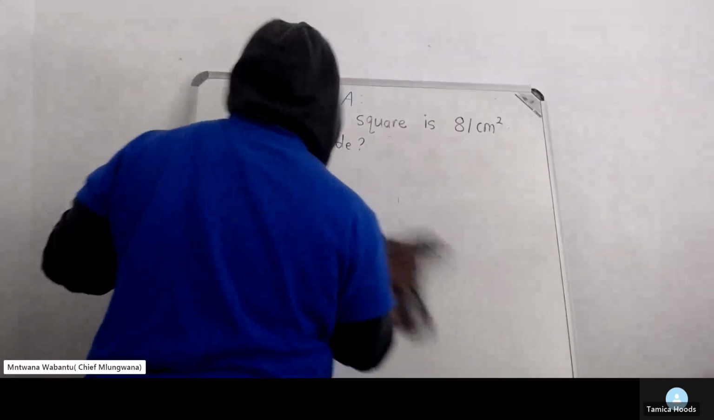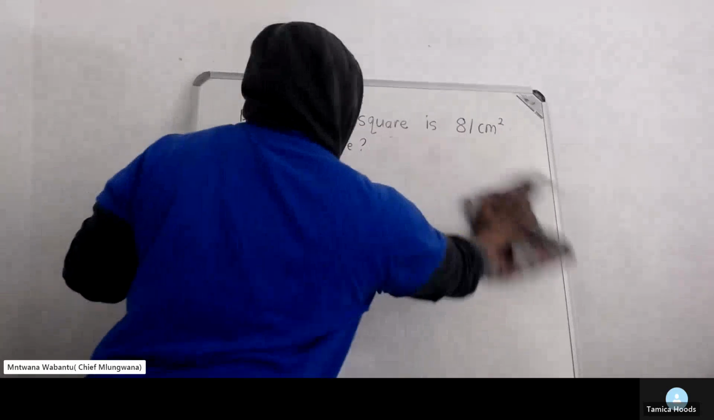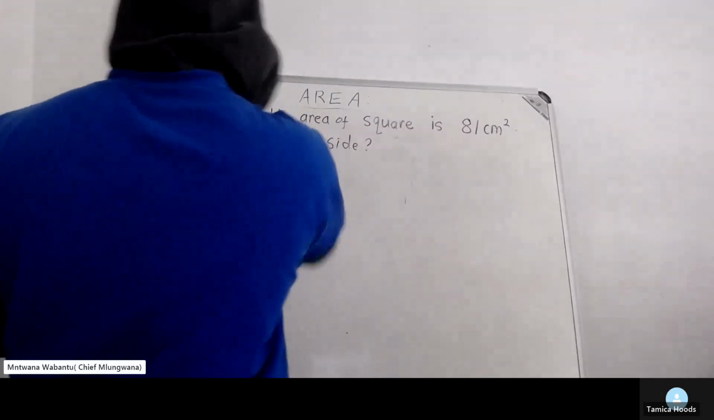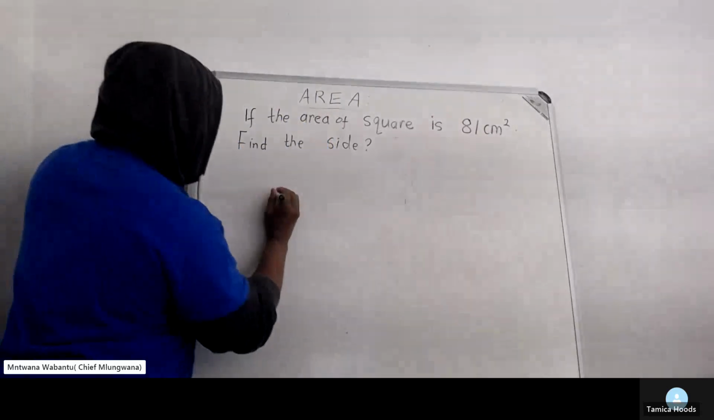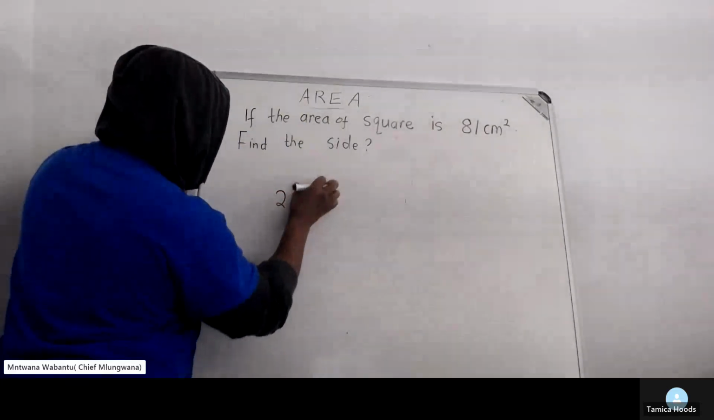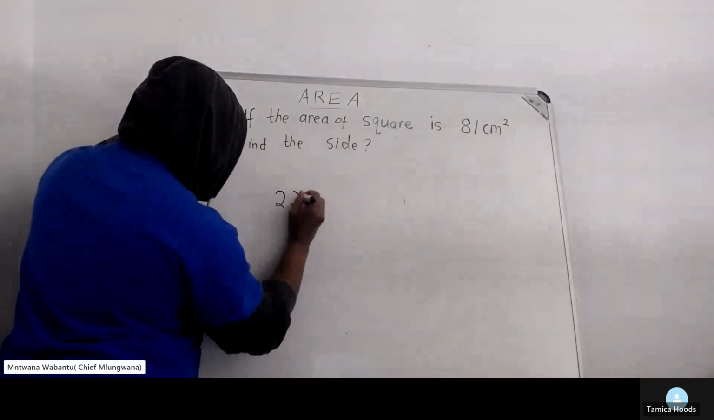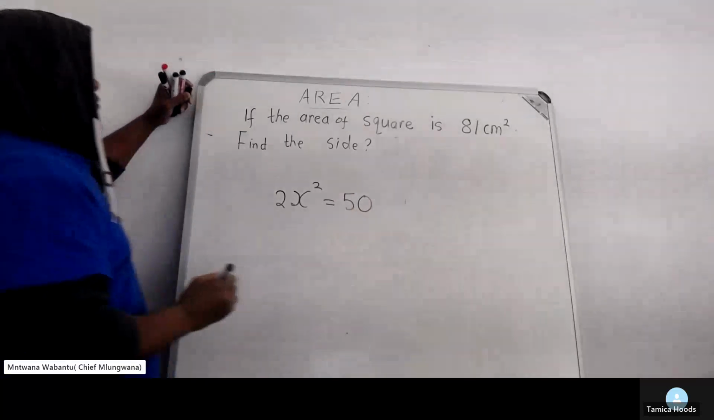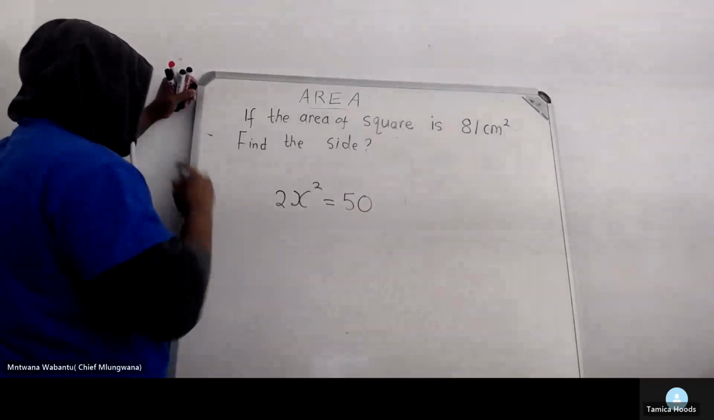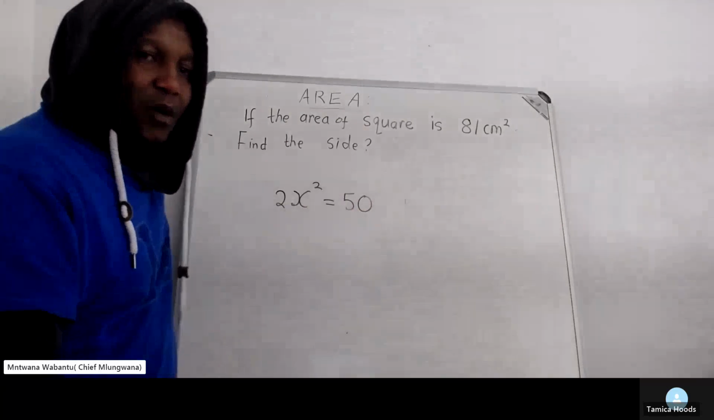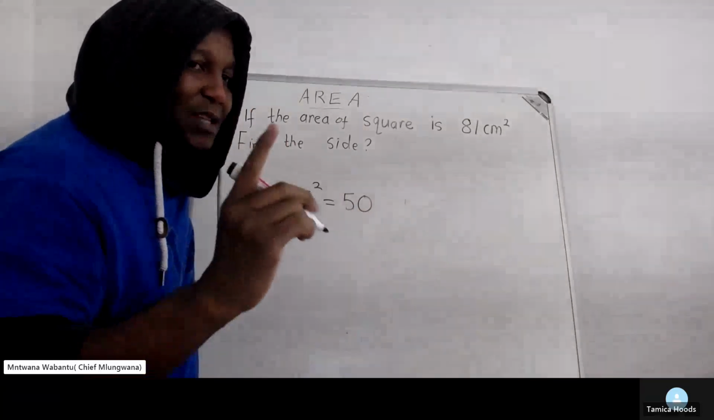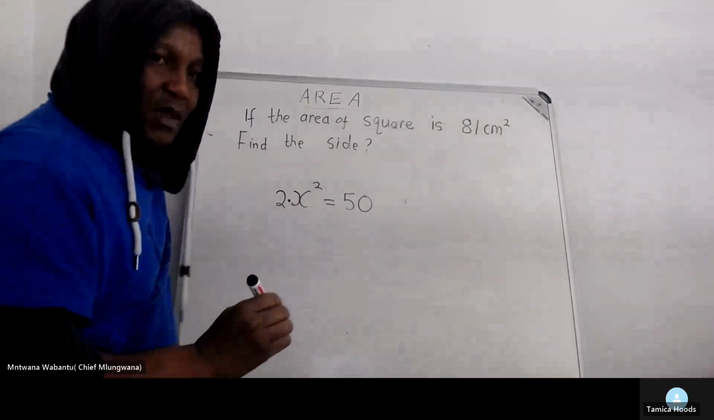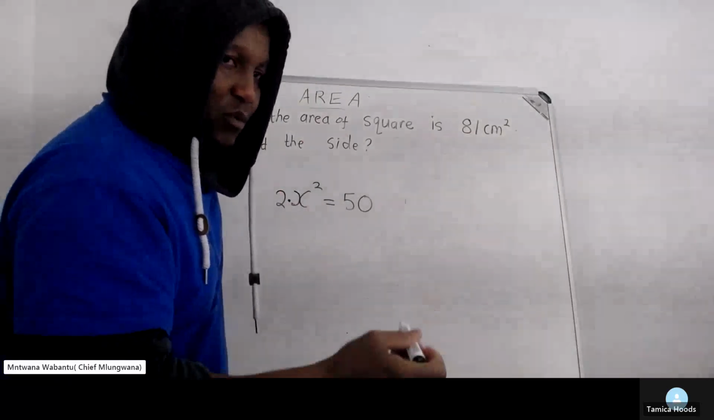And it's very, very important. Okay. Let's say they're going to give stuff like this: 2x squared equal to 50. Okay? Do not square root before you get rid of this number here. So first you must get rid of the number 2.